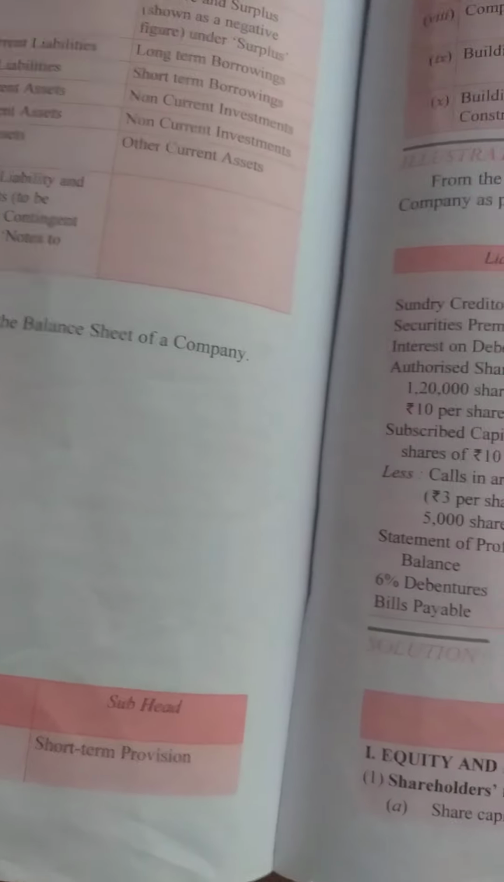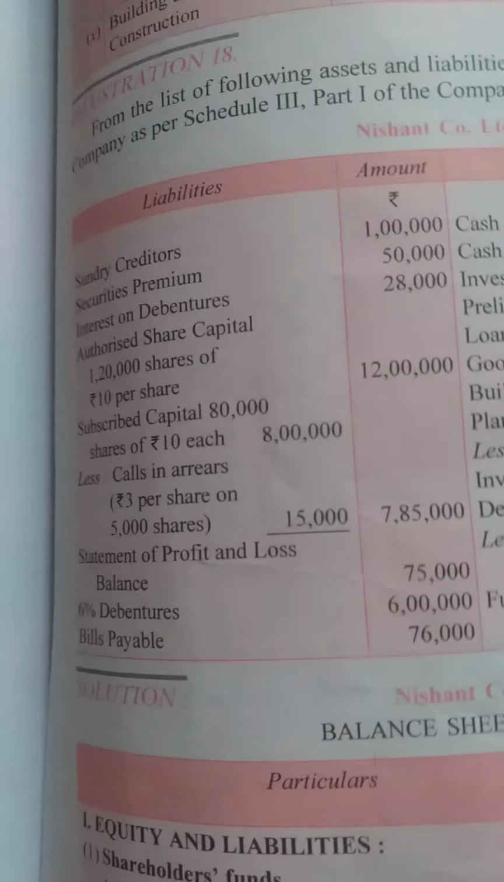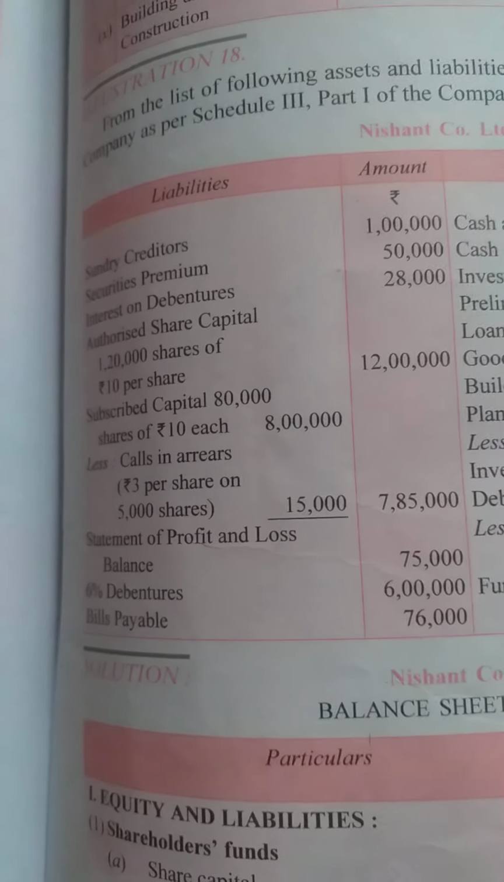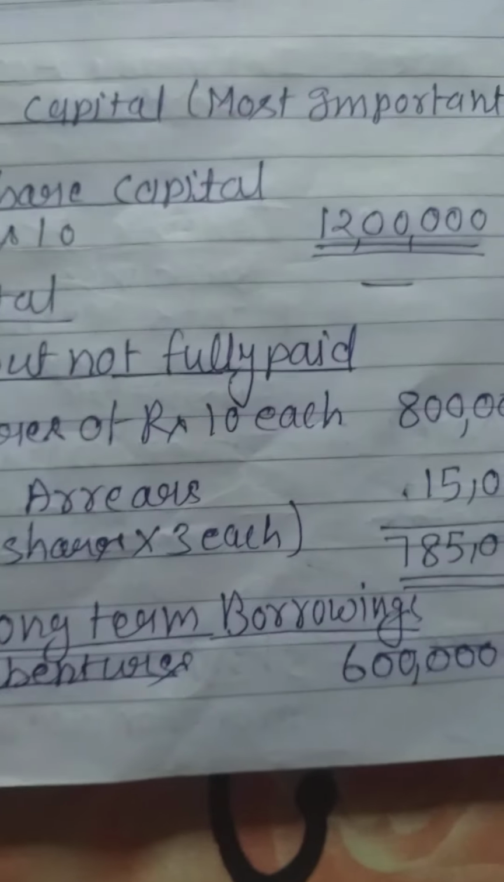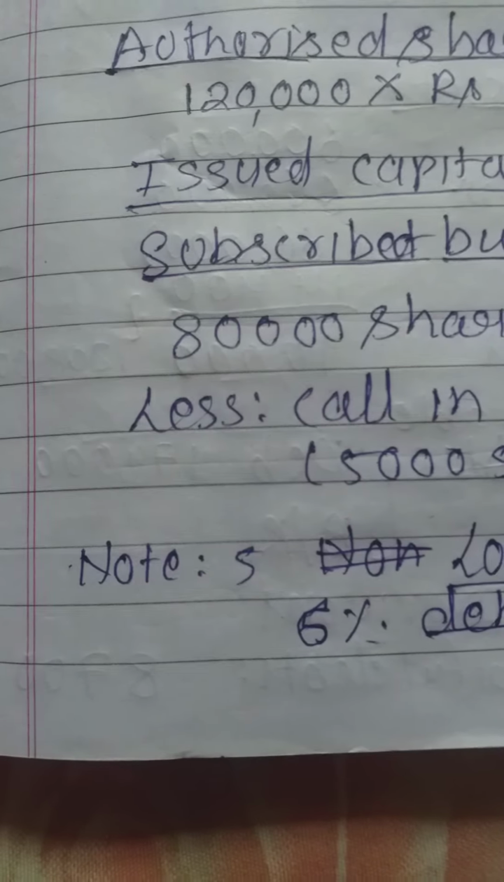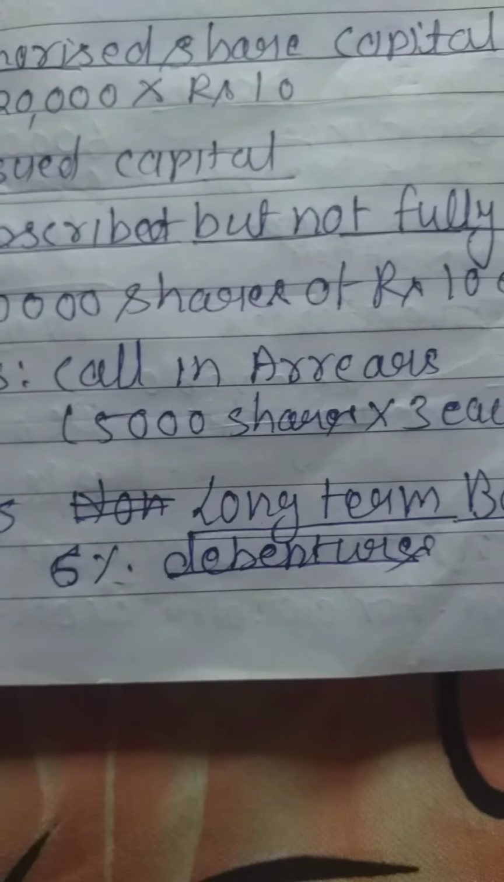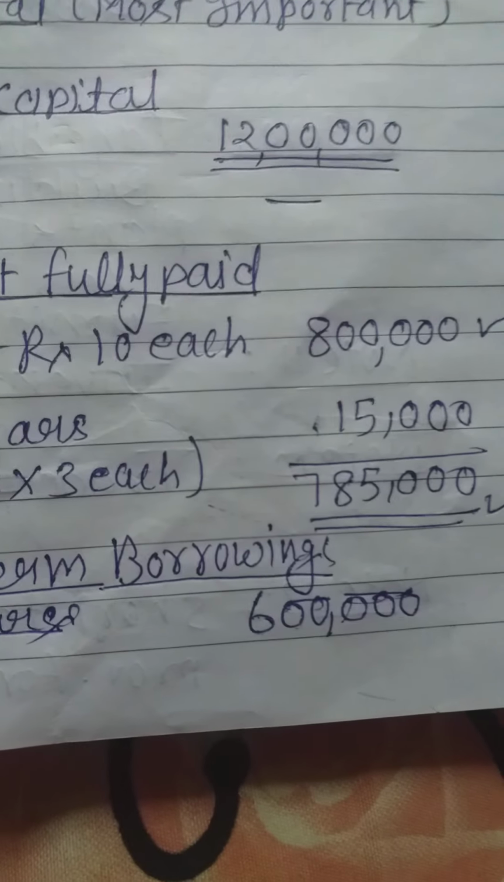After this, 6% debentures has been given to you. 6% debentures. So debentures are part of long term borrowings. This I have already explained to you. So it will come under the heading long term borrowings. Note 5. Just see note 5. I have explained it one by one. Note 5, long term borrowings, 6% debentures. What is the total amount? 6 lakh. Is it clear?